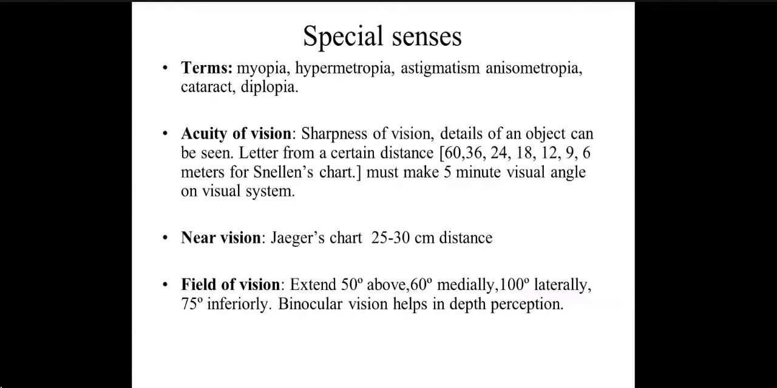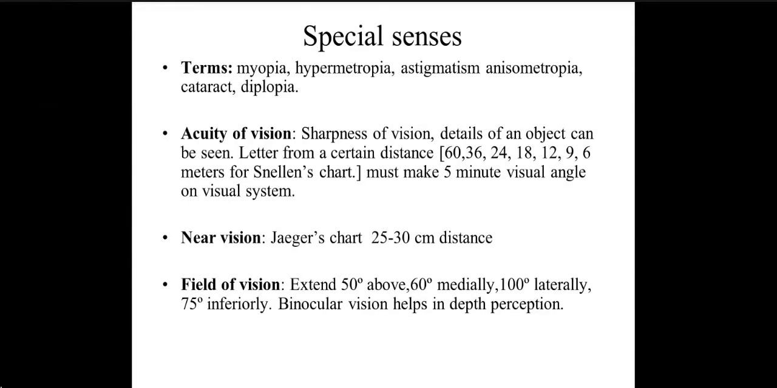Cataract means when the lens becomes opaque. Then by phaco, we remove it and put an intraocular lens, and that is a cataract operation. And in case of cataract, we cannot see properly. With the advancement of age it happens.